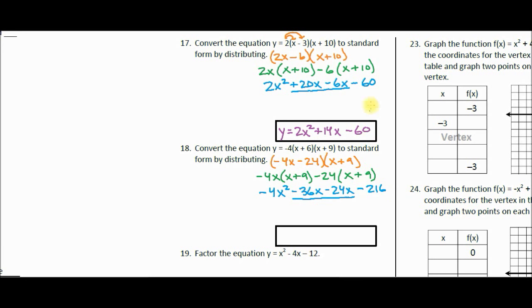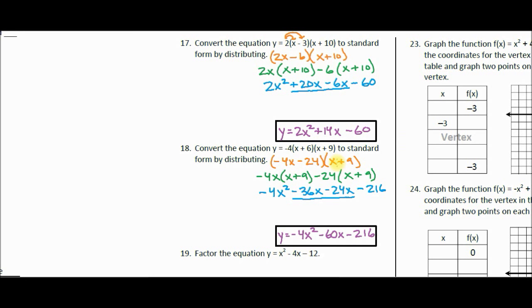Again, we have the two middle terms, our common terms. We can add those together, so our final equation is going to be y equals negative 4x squared. Negative 36 minus 24 is negative 60. Do that in your calculator if you don't have an easy time with negative numbers. You'll get negative 60. And then our C value stays the same, negative 216.